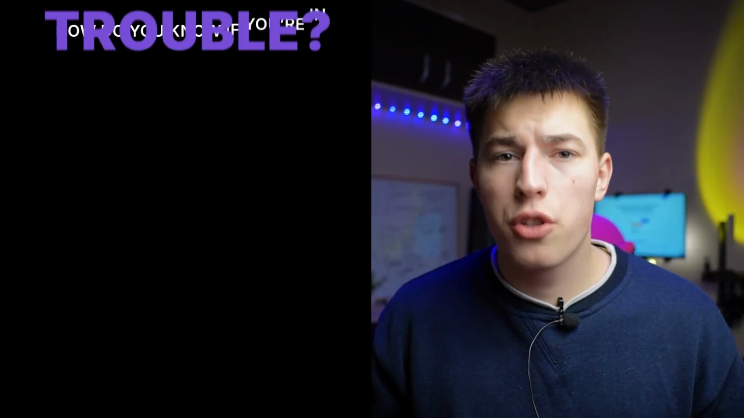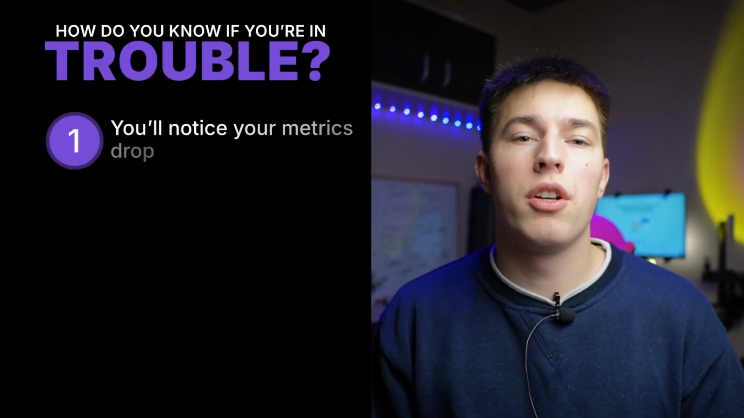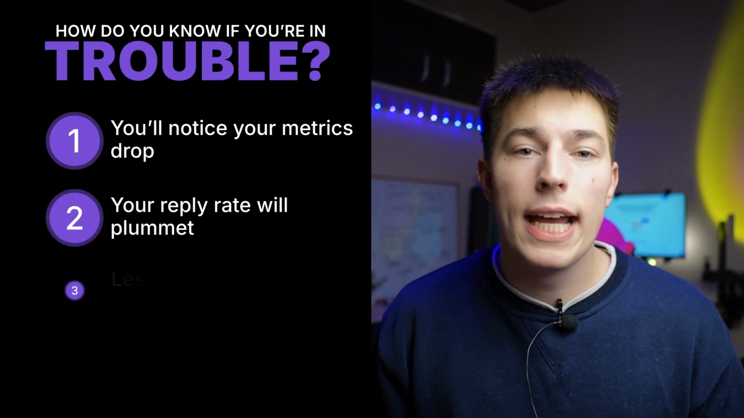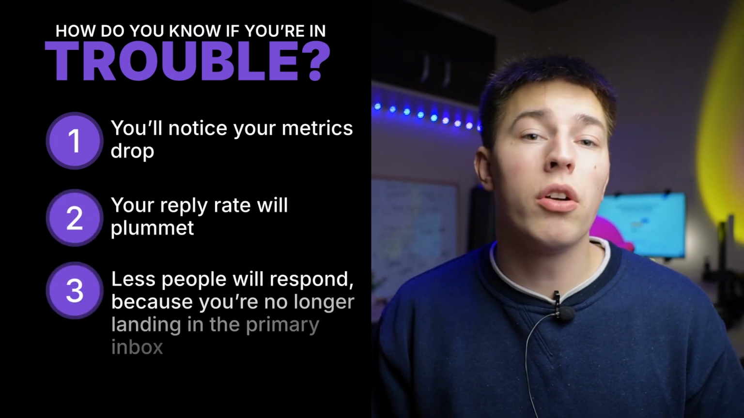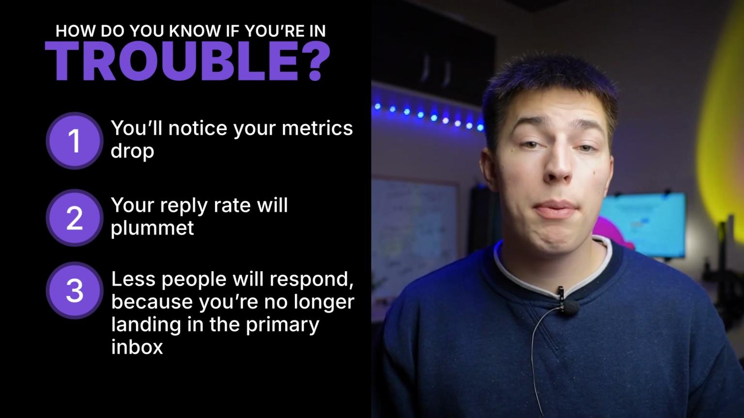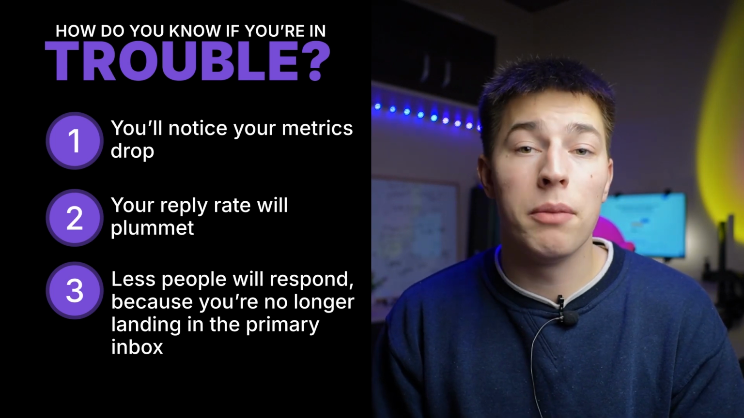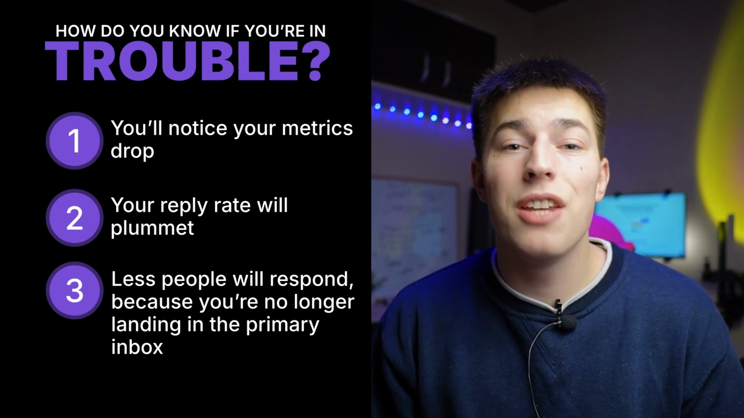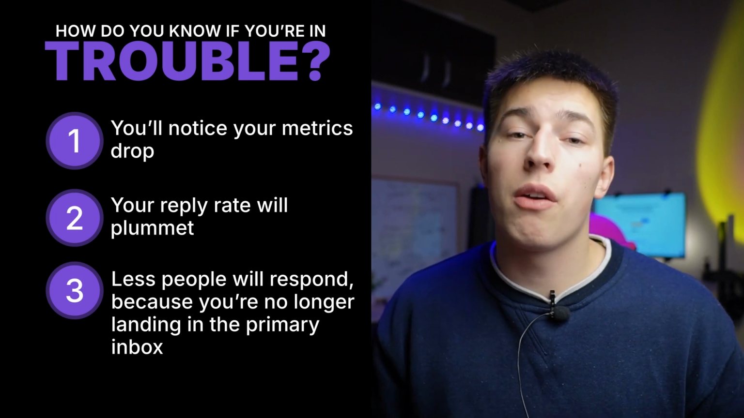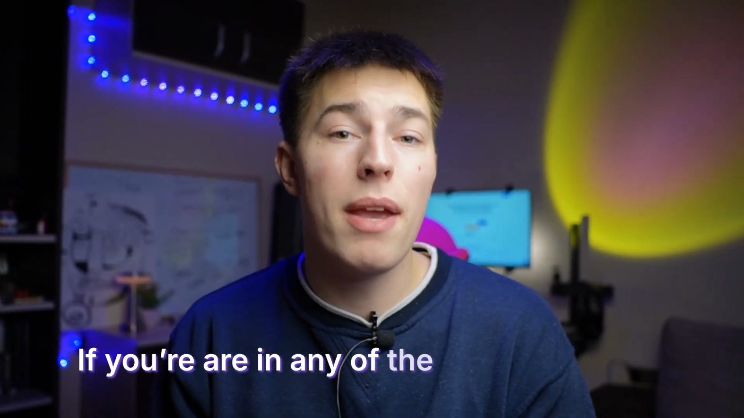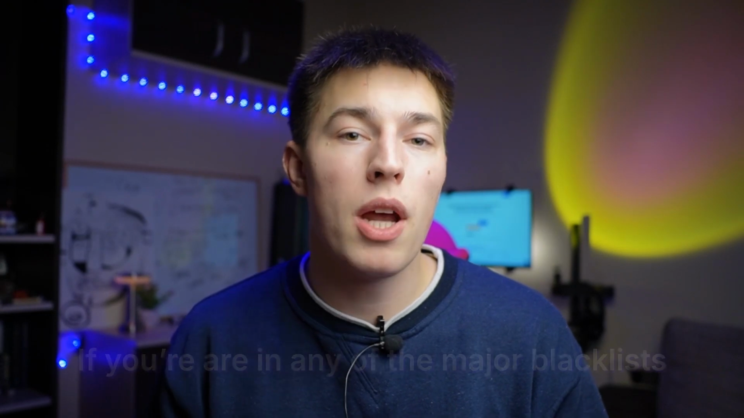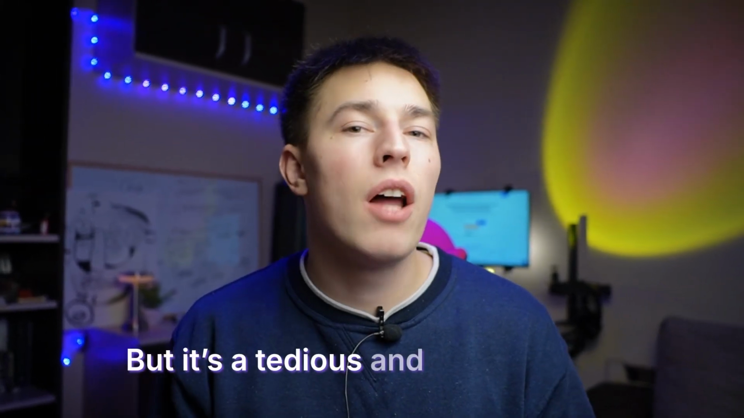So, how do you know if you're in trouble? Well, first, you'll notice your metrics drop. Your reply rate will plummet. Less people will respond because you're no longer landing in the primary inbox. If this happens, you need to check if you're in any of the domain blacklists. And doing that is as easy as using the same tool we use for warmup, like Warmforge. And if you are in any of the major blacklists, the best option is to spin up new domains and mailboxes. Yes, you can try to fix your reputation and apply to be removed from the blacklist, but it's a tedious and long process. So usually it's better to trash the blacklisted domains and mailboxes and create new ones.